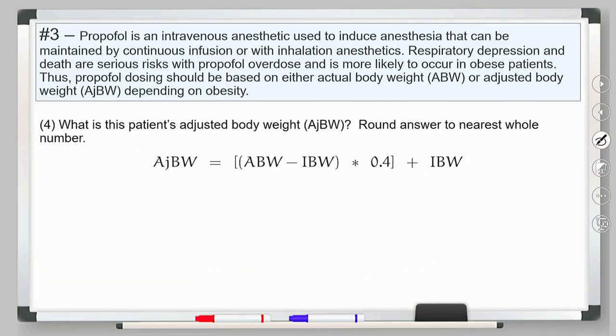All right, now, finally, the adjusted body weight formula. We have everything we need to know. Let me ask you, do you know their actual body weight in kilograms? Do we know their ideal body weight in kilograms now that we have calculated it? So that's the two things we need to know.